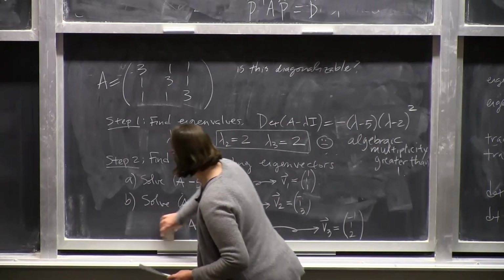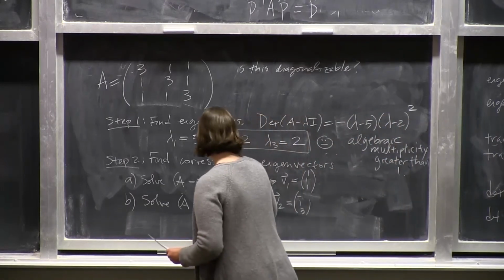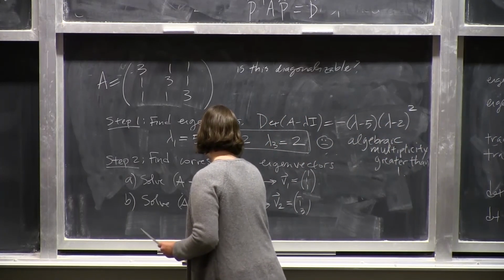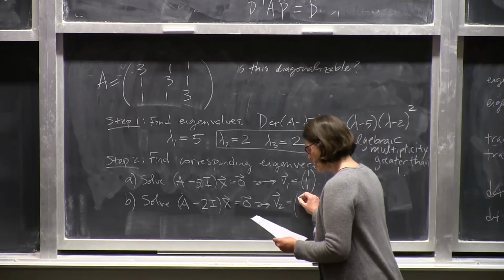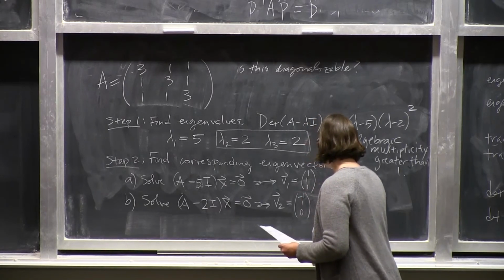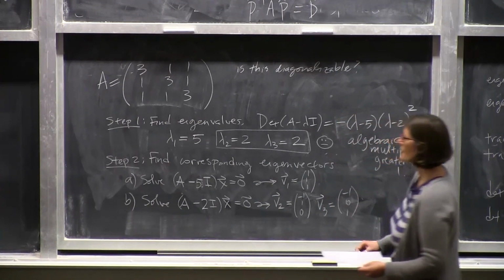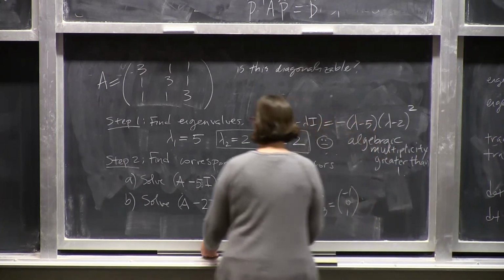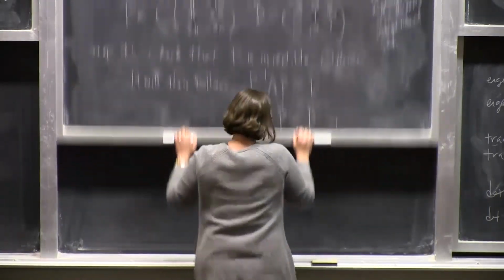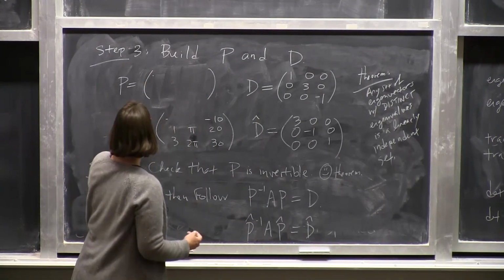Then, the good news is we only had to do one linear algebra problem because we had a repeated eigenvalue. A minus 2 times the identity. And this led to eigenvectors v2, which was minus 1, 1, 0, and v3, which was minus 1, 0, 1. And you can check these are actually eigenvectors. You just multiply them by A. Step 3, build P and D.